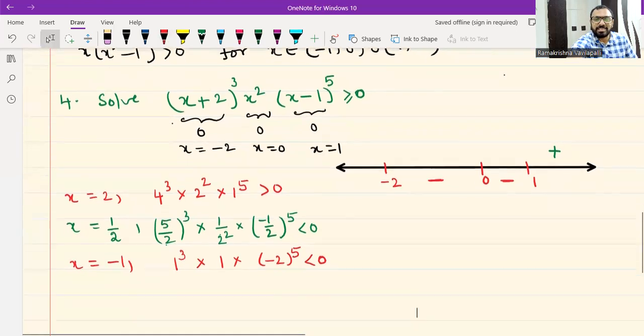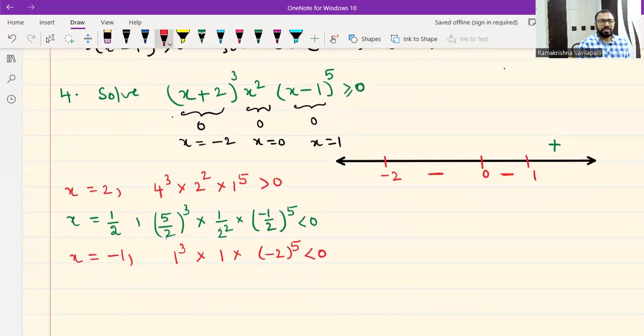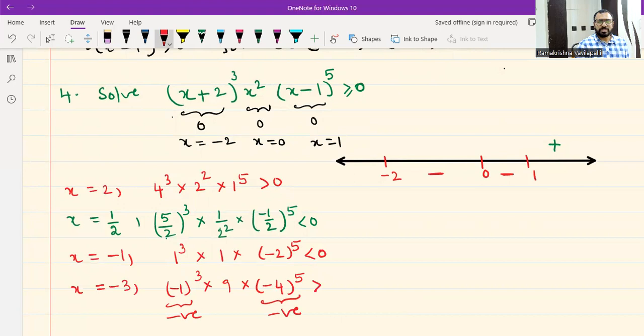Now we substitute any number less than -2. You take x equal to -3. Substitute here, you will get (-1) whole cube into 9 into (-4) whole to the power of 5. Here this is negative, and (-4) whole to the power of 5 is also negative. Negative of negative is positive. So this is greater than 0. So here we got a positive sign for any x less than -2.